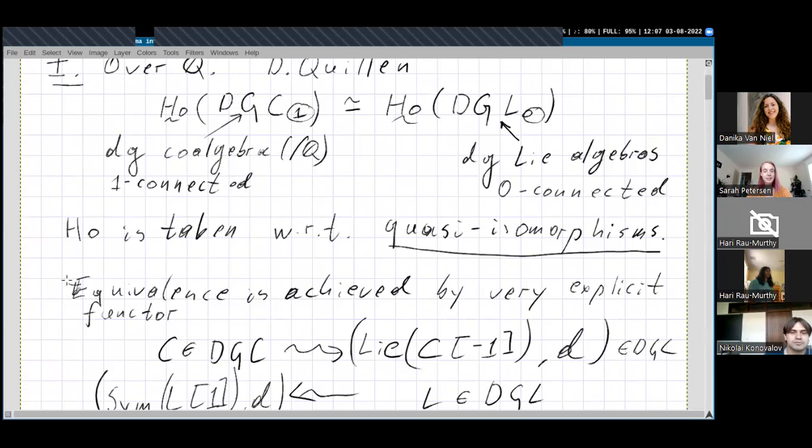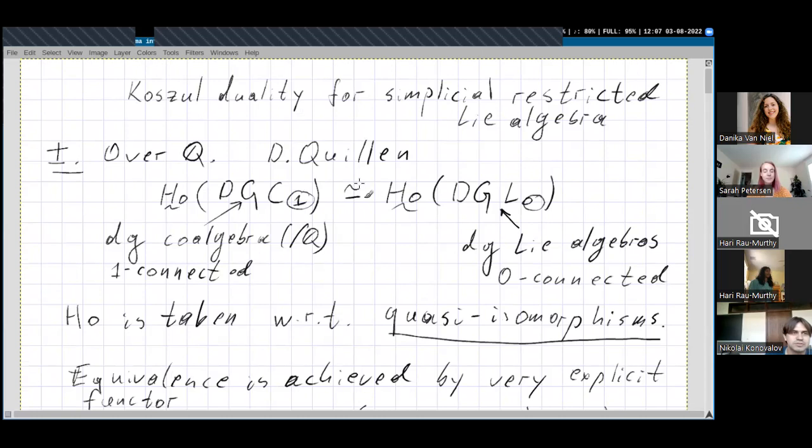One more thing. I would call such equivalences Koszul duality. It's not a mathematical term, mostly it's some philosophy.